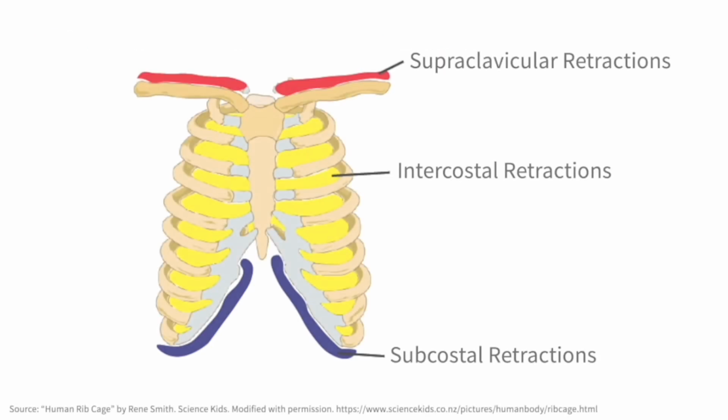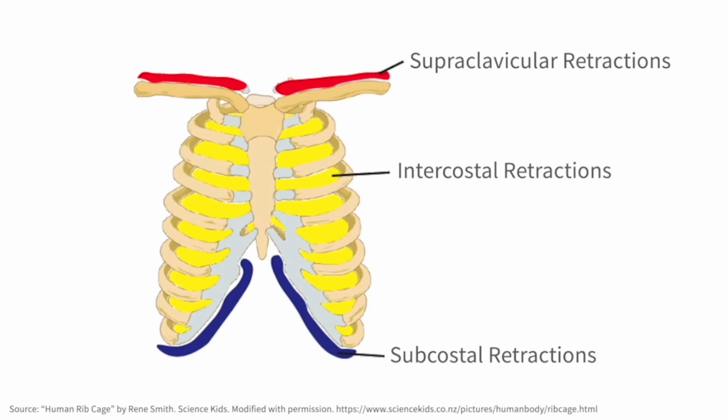Now let's take a look at the different types of chest retractions. Retractions where the belly meets the rib cage are called subcostal retractions. Retractions between the ribs are called intercostal retractions. And retractions above the sternum are called suprasternal retractions.